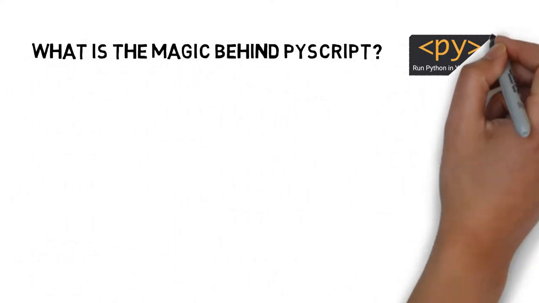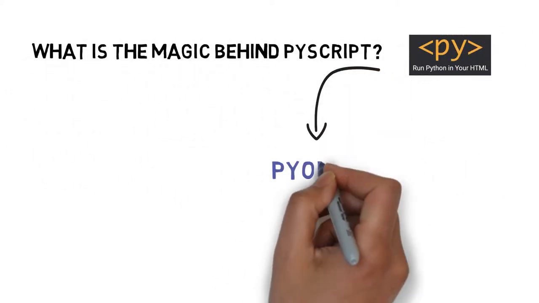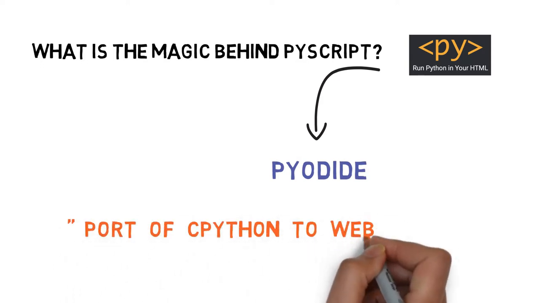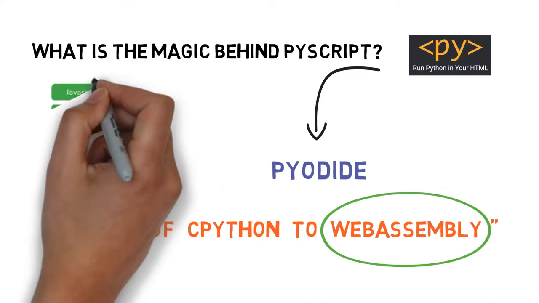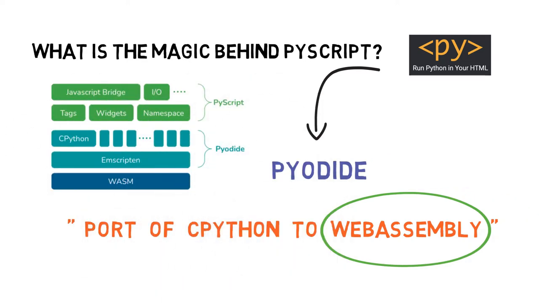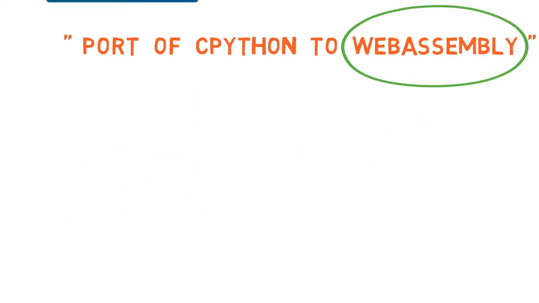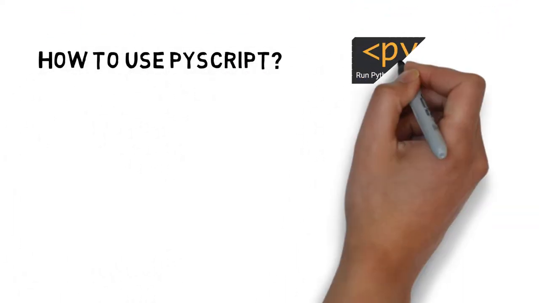What is the magic behind PyScript? PyScript is currently built on Pyodide, which is a port of CPython to WebAssembly. And WebAssembly is the fundamental technology that makes it possible to write websites using Python. PyScript supports writing and running Python code in the browser, and it will also support other languages in the future. So in the future, many more languages can also be written in the HTML just like Python is now.